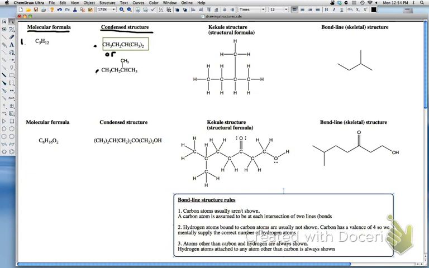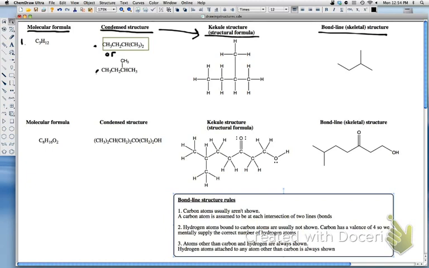What we're going to do is talk about how we convert from the condensed structure to the Kekulé structure, or the structural formula. A lot of textbooks use the condensed structure because it takes up less space and it's easier to fit and draw in textbooks. But when we're thinking about structures, we want more information on what they look like in 3D, and the Kekulé structure and the bond line structure are better at doing that. So let's first talk about converting from the condensed structure to the Kekulé structure.